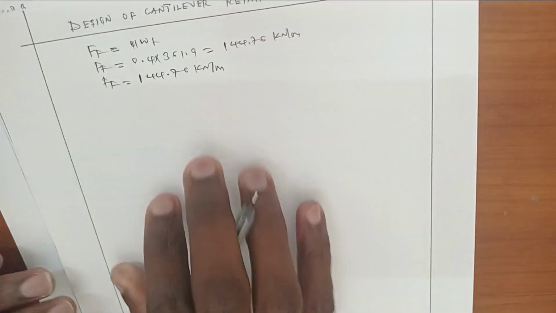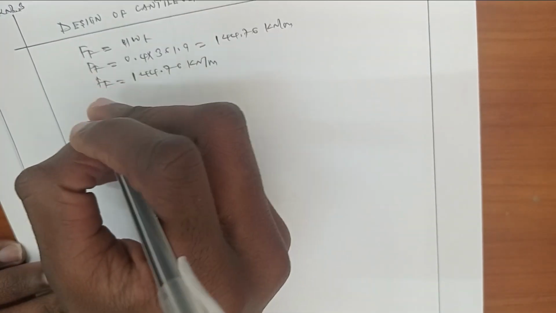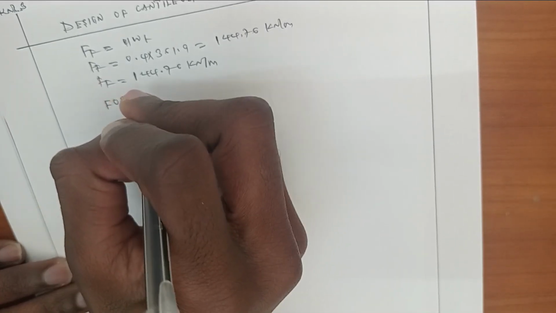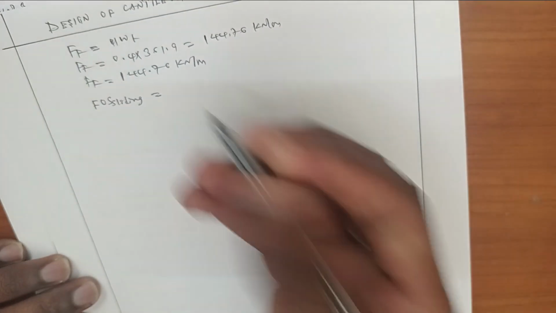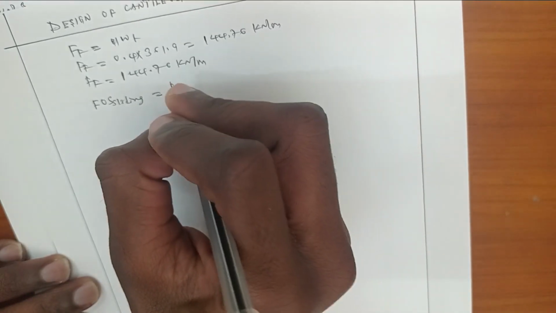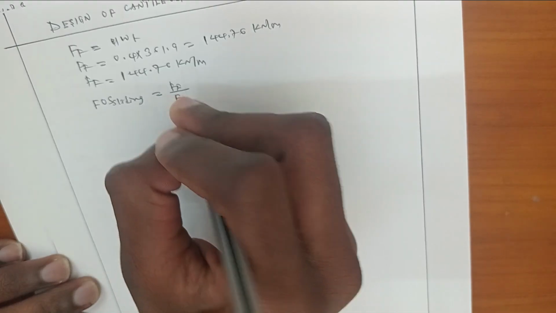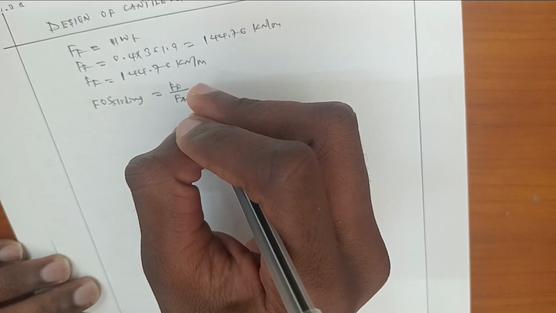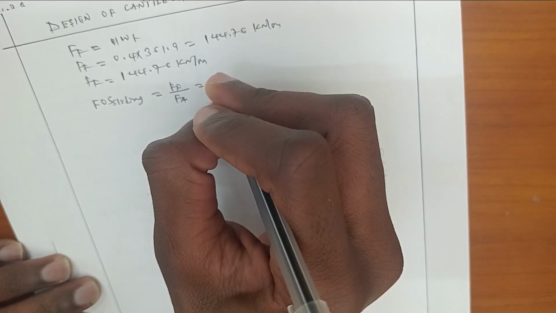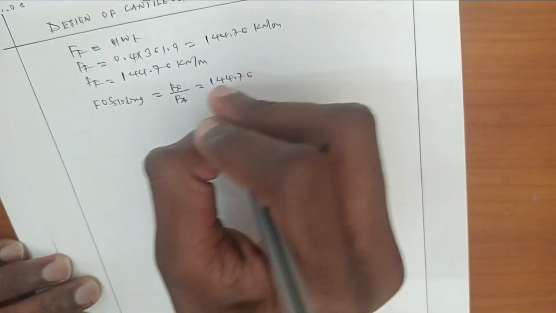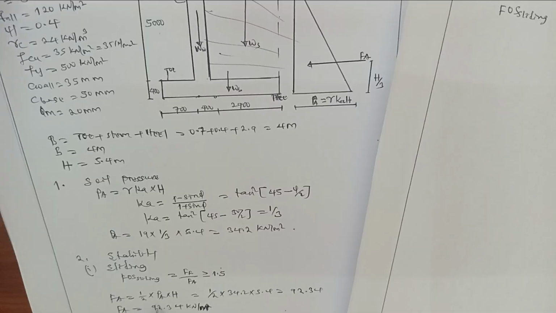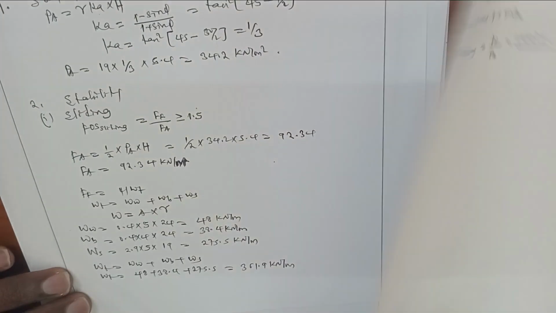The next step is to substitute into the formula to obtain the factor of safety against sliding. The factor of safety is obtained by taking the friction force over the horizontal force due to the earth pressure. This should be greater than or equal to 1.5. So the friction force we have obtained is 144.76, over the horizontal force due to the earth pressure, which is 92.34.